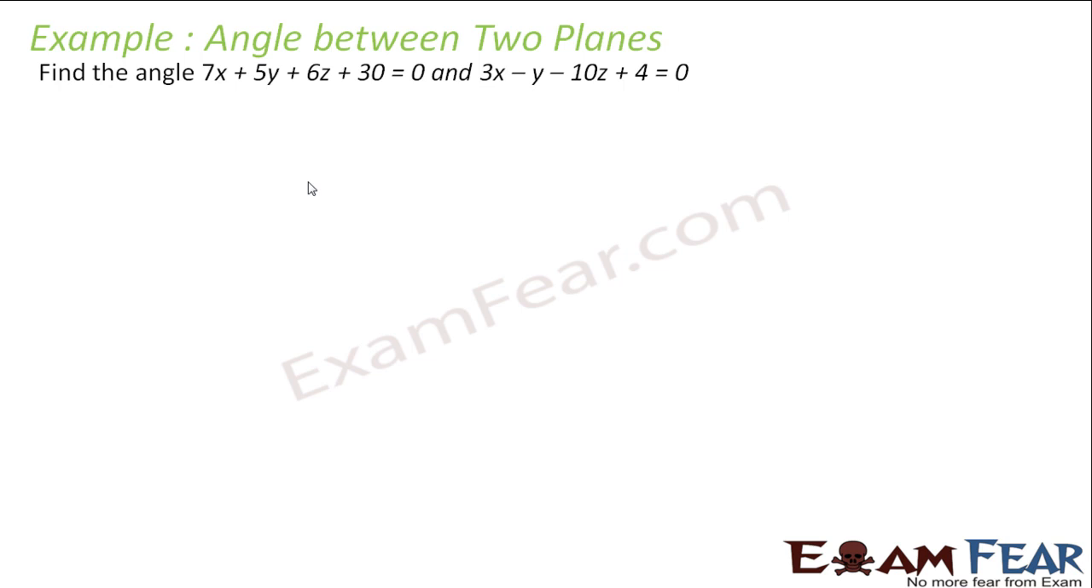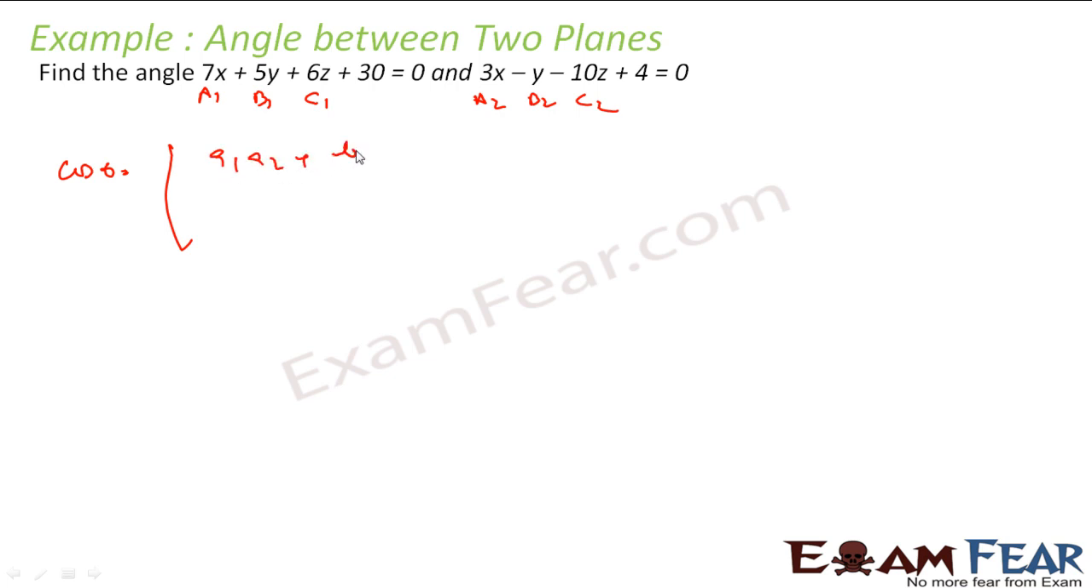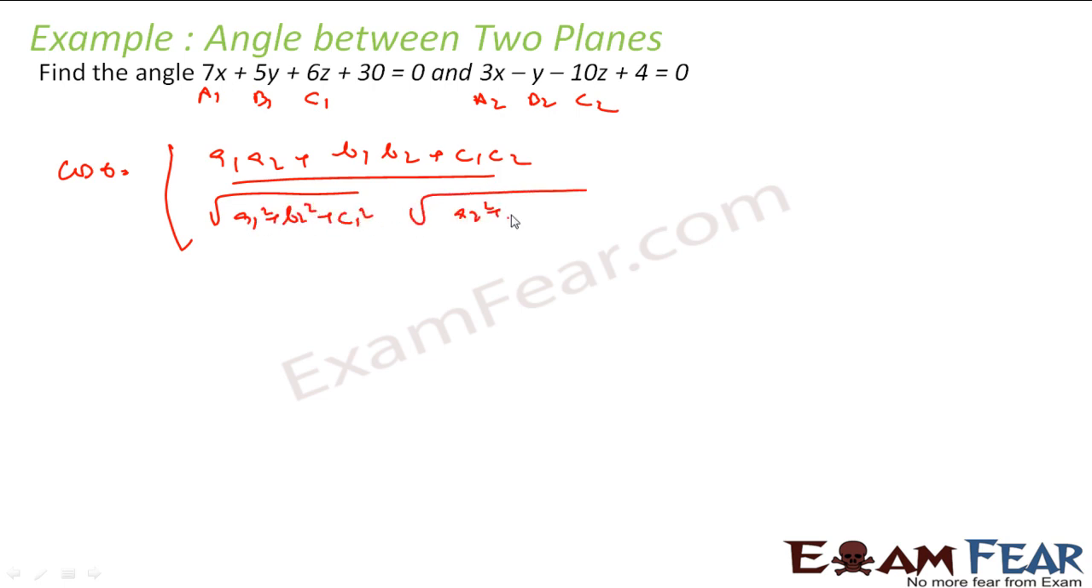We have to find the angle between these two planes. So this is of this form actually: A1x, B1y, C1z, A2x, B2y, C2z. Right? So here I know the formula: cos theta is nothing but A1 A2 plus B1 B2 plus C1 C2 by root over A1 square plus B1 square plus C1 square, into A2 square plus B2 square plus C2 square. Correct?